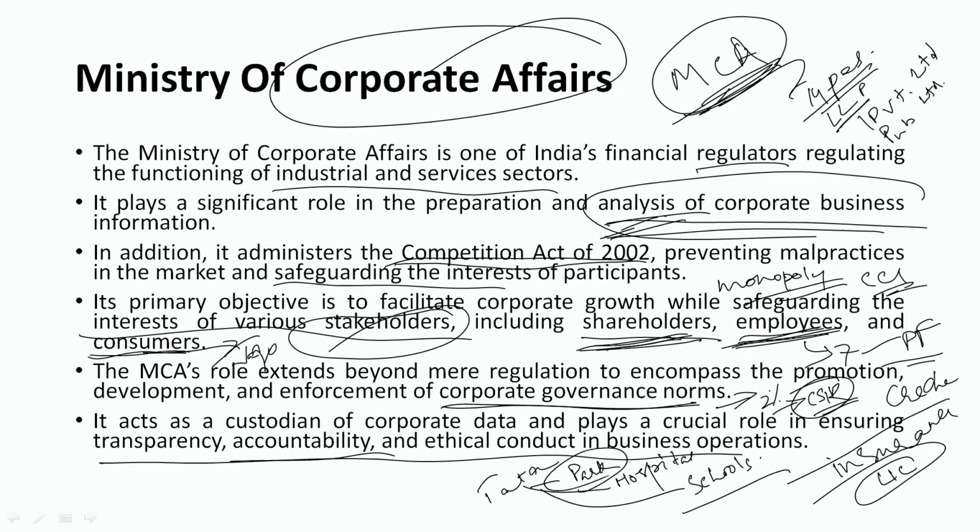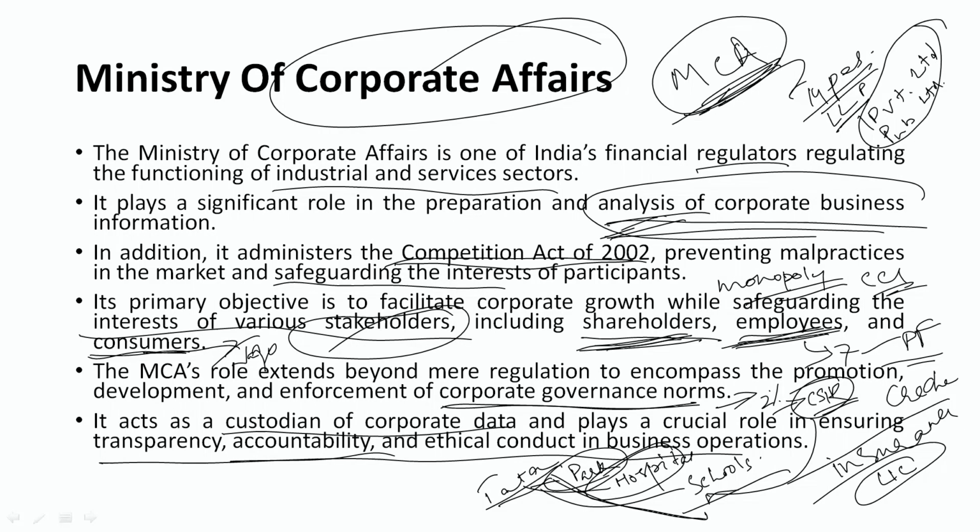Where do they get money for all these? It is coming from this CSR: tree plantation, park maintenance, hospital maintenance, all these things come from there. So the main business is not this. This is maintained from the main business of Tata, that is, 2% of the profit is transferred for these purposes. And they act as a custodian of corporate data, as I told you.